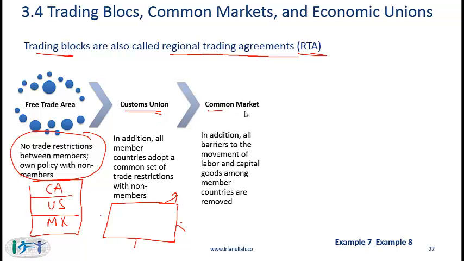The next level of integration is a common market. Here, in addition to what we talked about with the customs union, all barriers to the movement of labor and capital goods among member countries are removed. In other words, labor and capital now can move freely between all the members of a common market.